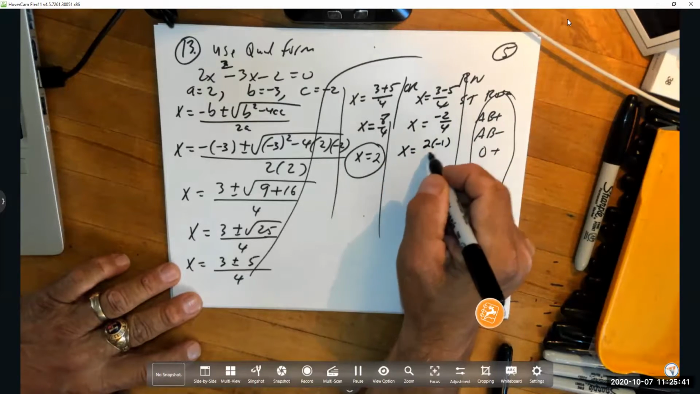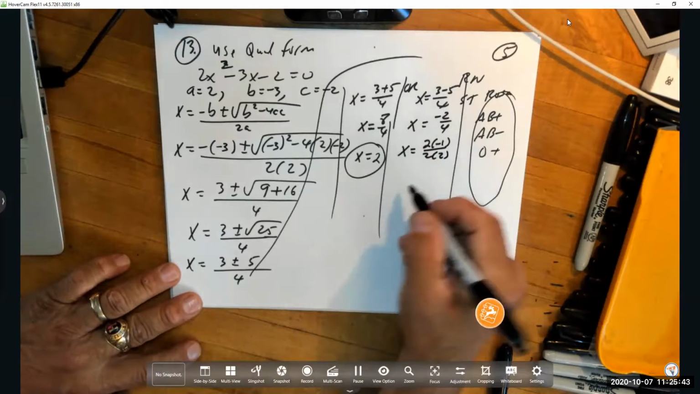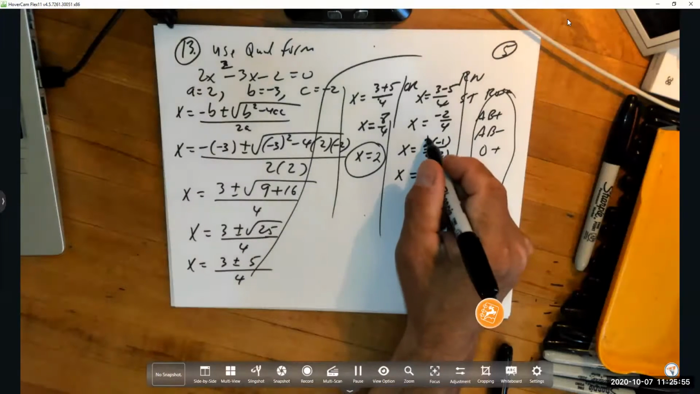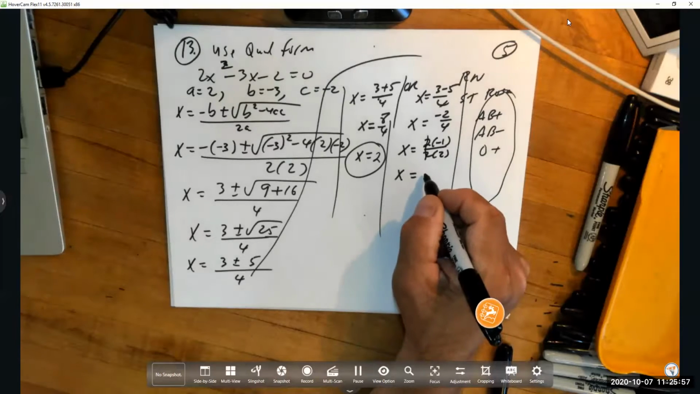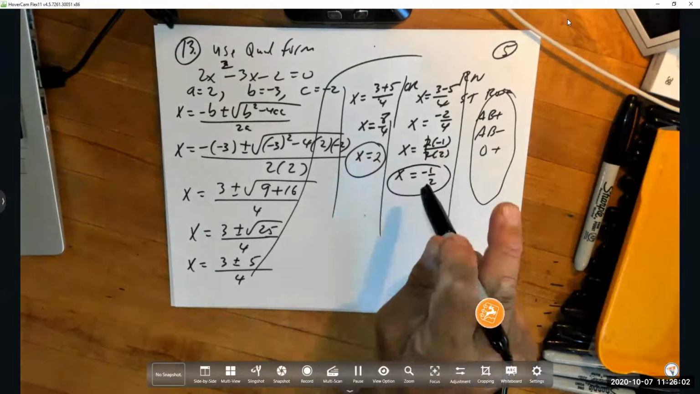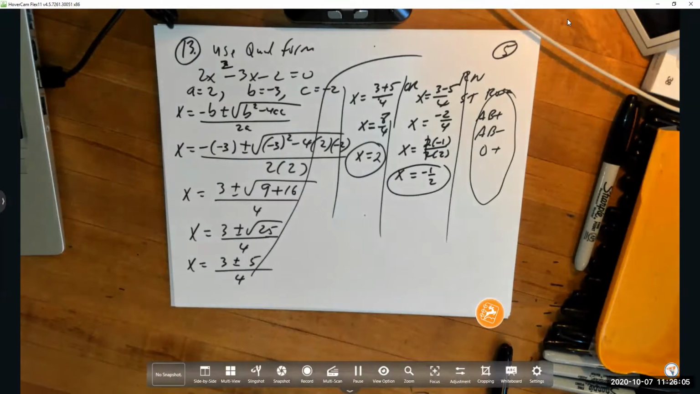2 times negative 1 and 2 times 2. So now, does anything cancel out on the right side on that one? What cancels out? 2. Just cancel out. What's left over? Negative 1/2. So the answer is 2, negative 1/2. Quadratic formula, and make sure you put right number, right sign, okay? That makes sense?